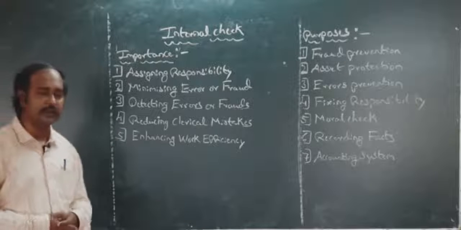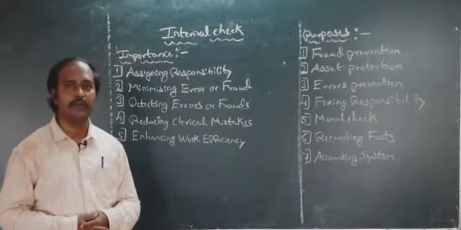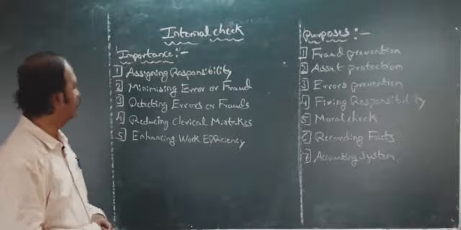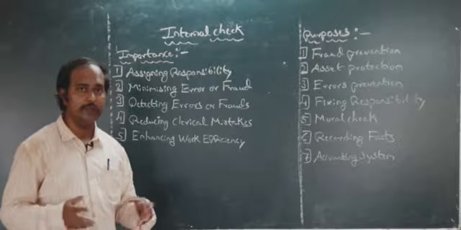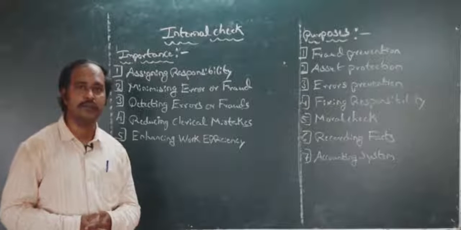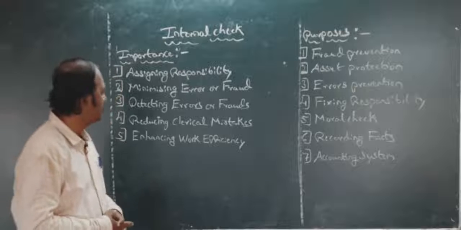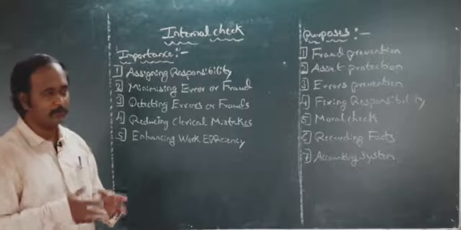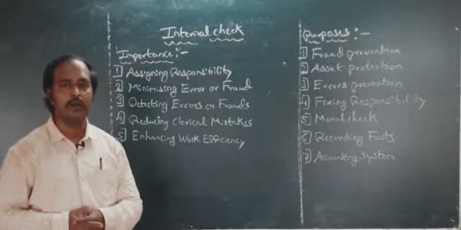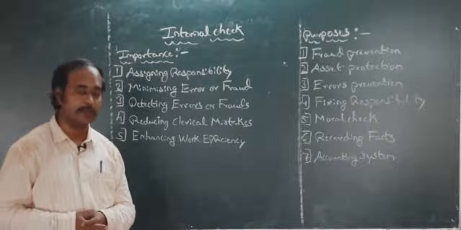First one is assigning responsibility. Obviously the work is divided between the employees of the organization, and if the division of work is made, definitely you can achieve the desired performance. And in case of internal check, one person prepares the books of account and another person will come and check all the records which are prepared by the other person.